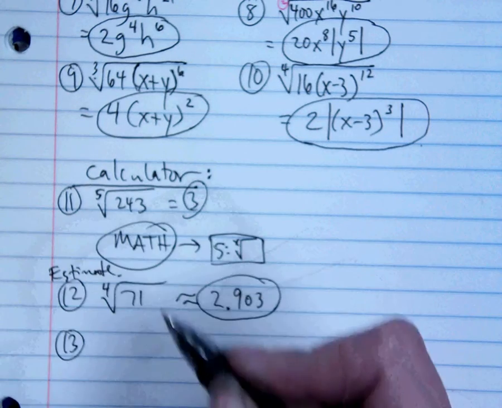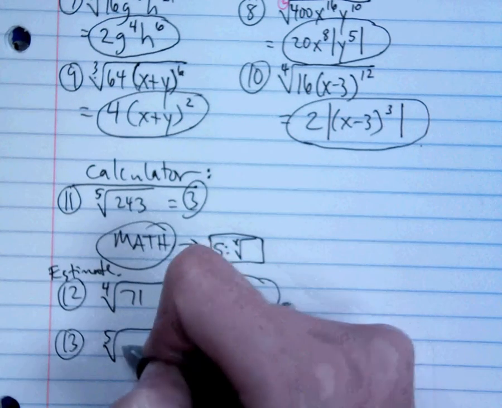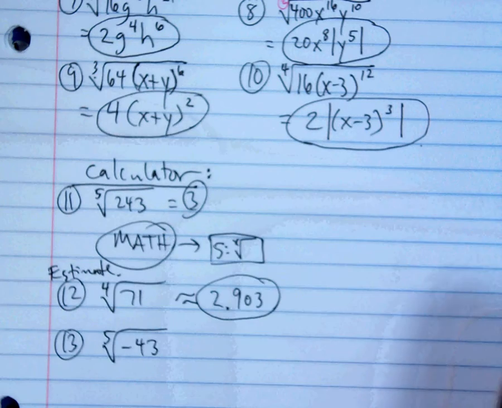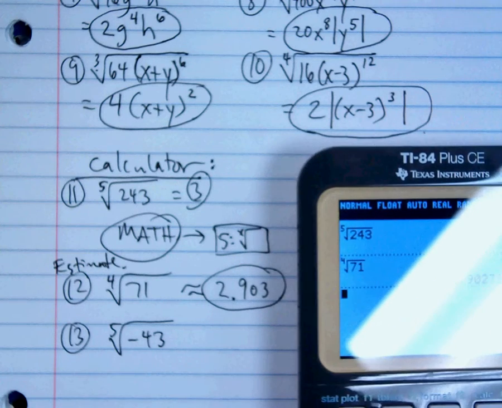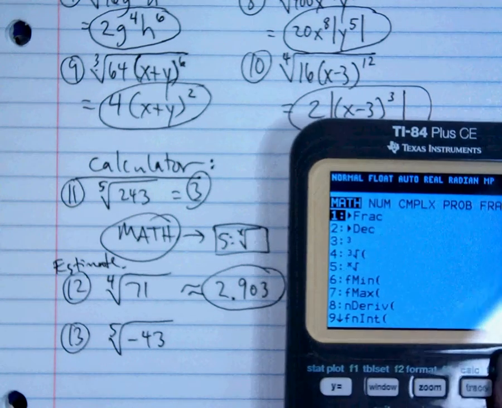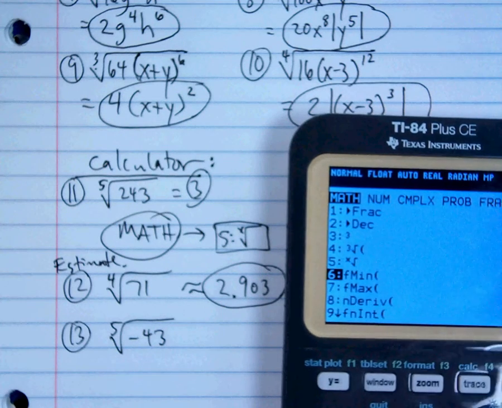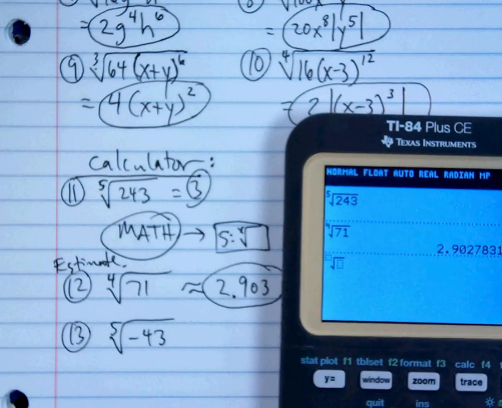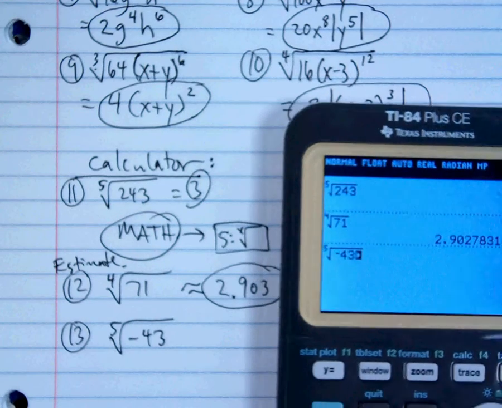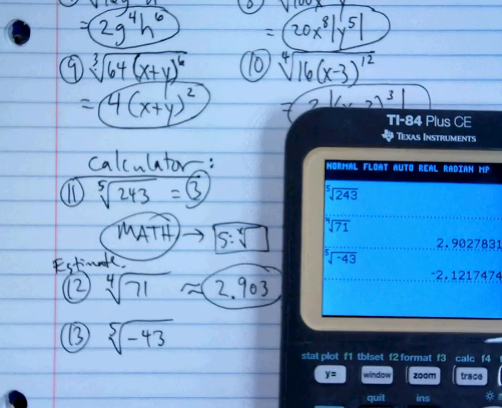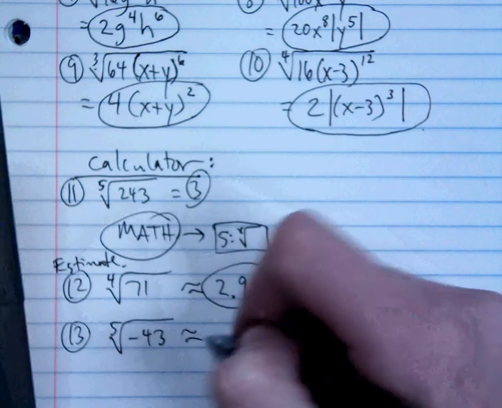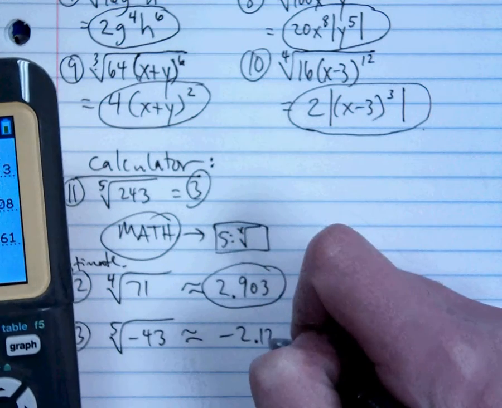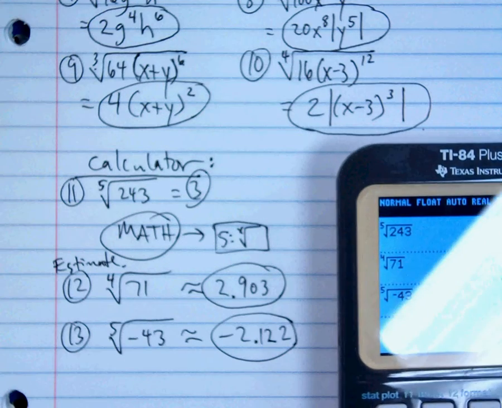One more just for fun, last one. 5th root of negative 43. So I can do a negative under an odd power, and this is kind of your proof behind that then. So if I go math, and down to 5, 5th root, negative 43, and it's just fine with it. So this one was negative 2.122 about. Unlike if you tried to do something else, and I guess I'll show that quick.